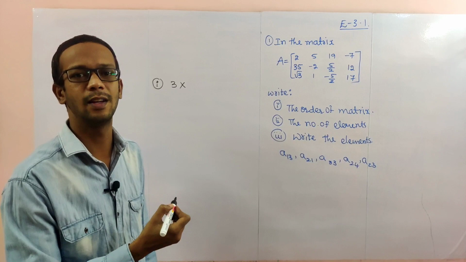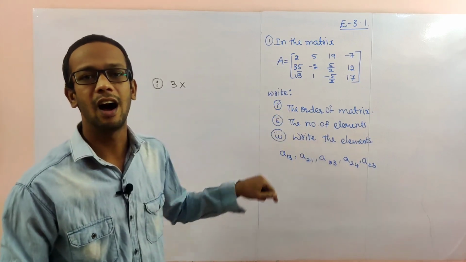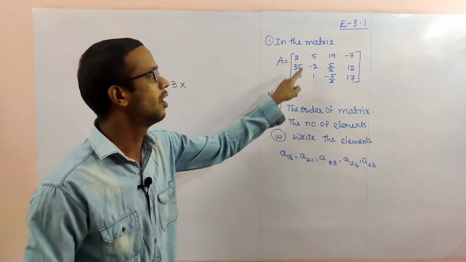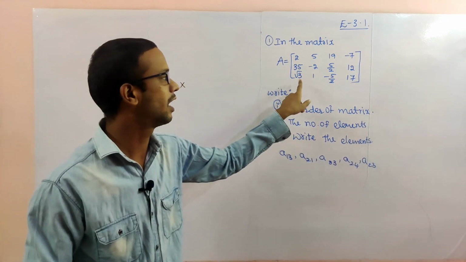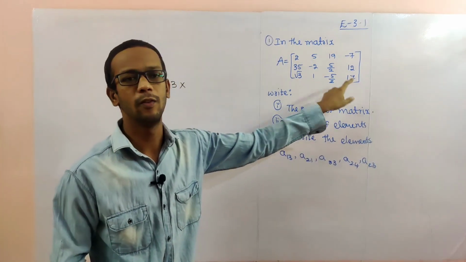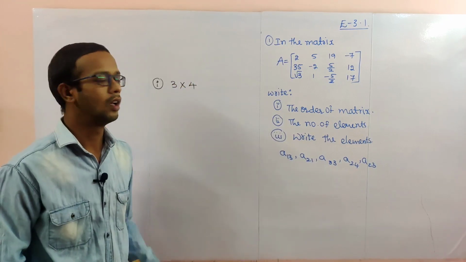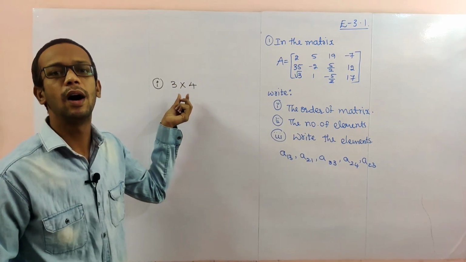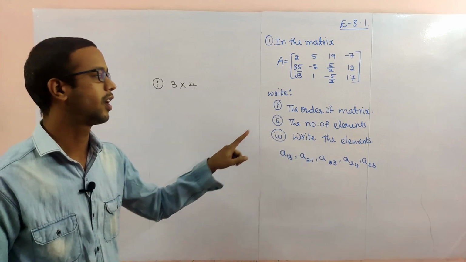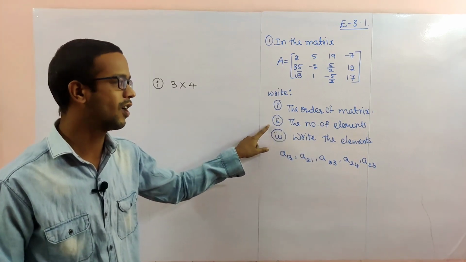By means the cross symbol, the multiplication symbol; we read it as 'by'. Next, how many columns are there? Columns means vertical lines. How many vertical lines? 1, 2, 3, 4. 4 columns are there. So the order is 3 by 4. First one completed.